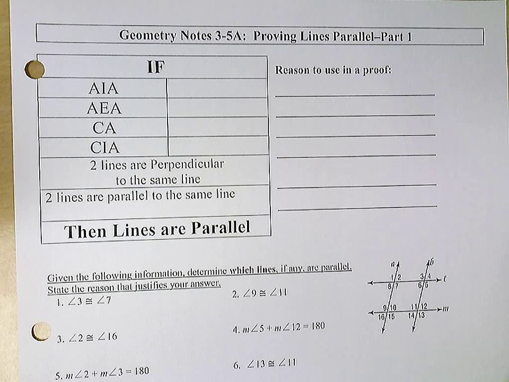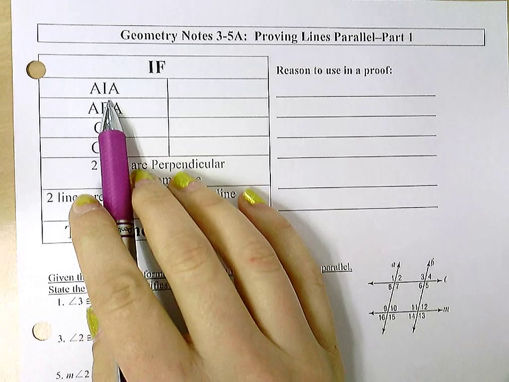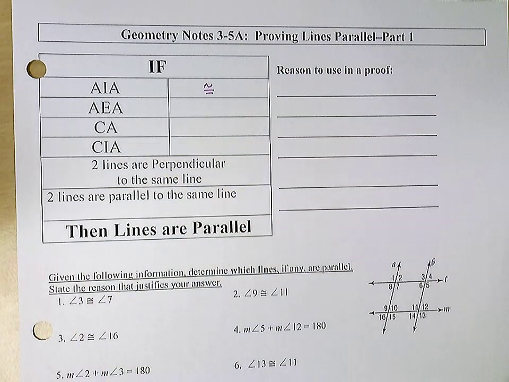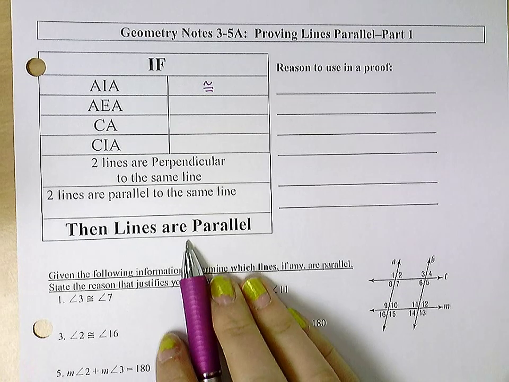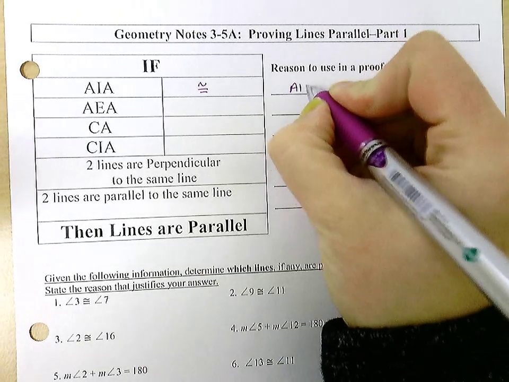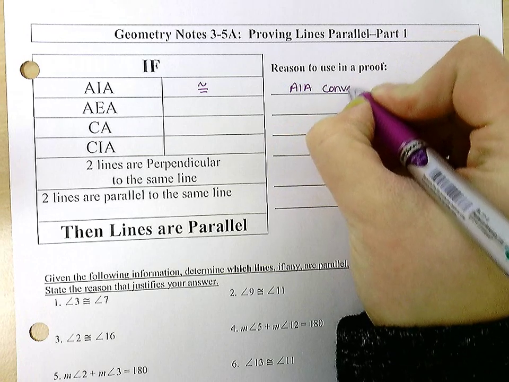So we're still working with our angle pairs. Okay, alternate interior angles, alternate exterior, corresponding and consecutive interior. So if you are given that alternate interior angles are congruent, okay, so you see in your picture that those two angles, and you know they're alternate interior, you know they're congruent, then you can say that lines are parallel. Okay, and we would say that by using the alternate interior angle converse.